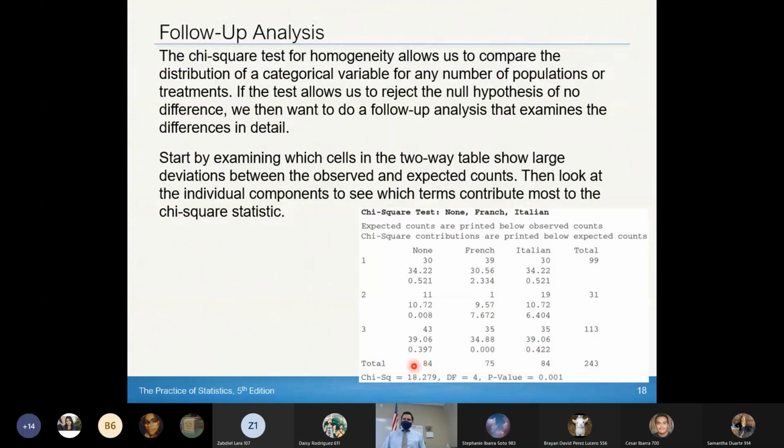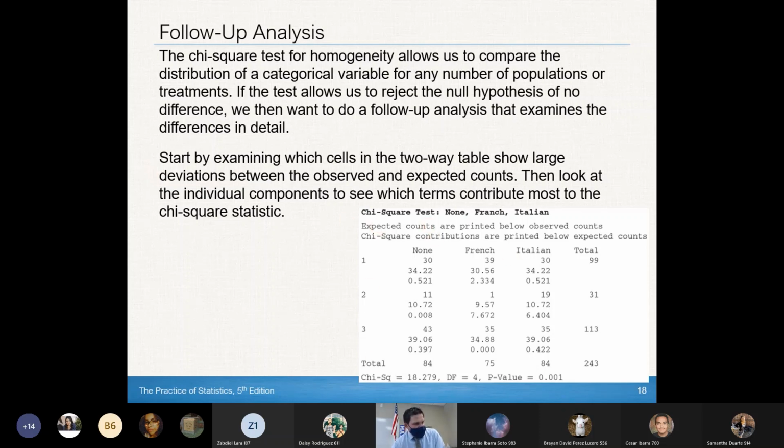Because we found a significant result, we can do a follow-up analysis. Right? The chi-square test for homogeneity allows us to compare the distribution of a categorical variable for any number of populations or treatments. If the test allows us to reject the null hypothesis of no difference, we then want to do a follow-up analysis that examines the differences in detail. So again, we found a significant result. We rejected the null hypothesis. We're going to start by examining which cells in the two-way table show large deviations between the observed and expected counts. Then look at the individual components to see which terms contribute most to the chi-square statistic.